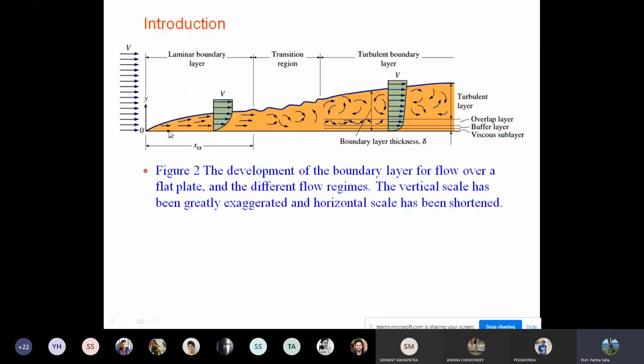As I said, the fluid stream is moving from left to right. The moment it comes in contact with the solid surface, solid wall, or solid plate, the velocity momentarily becomes 0, and then it gradually increases from 0 to the maximum, or 99%. This imaginary line, which divides the free stream velocity from the velocity in the viscous region, is called the boundary layer. This is the boundary layer thickness, and the boundary layer can be divided into 3 regions: laminar region, transition region, and turbulent region.